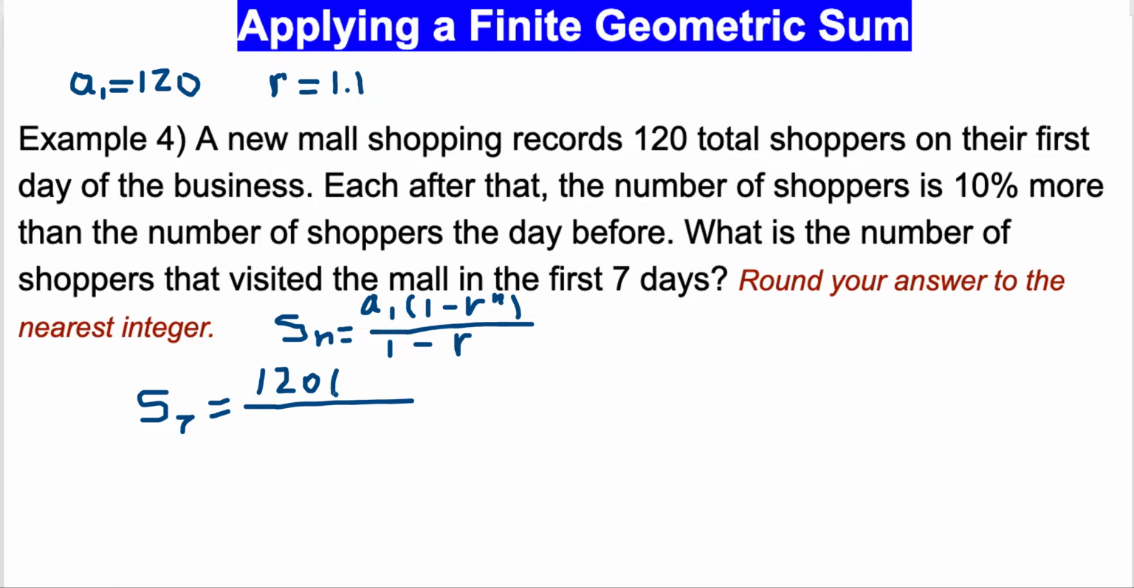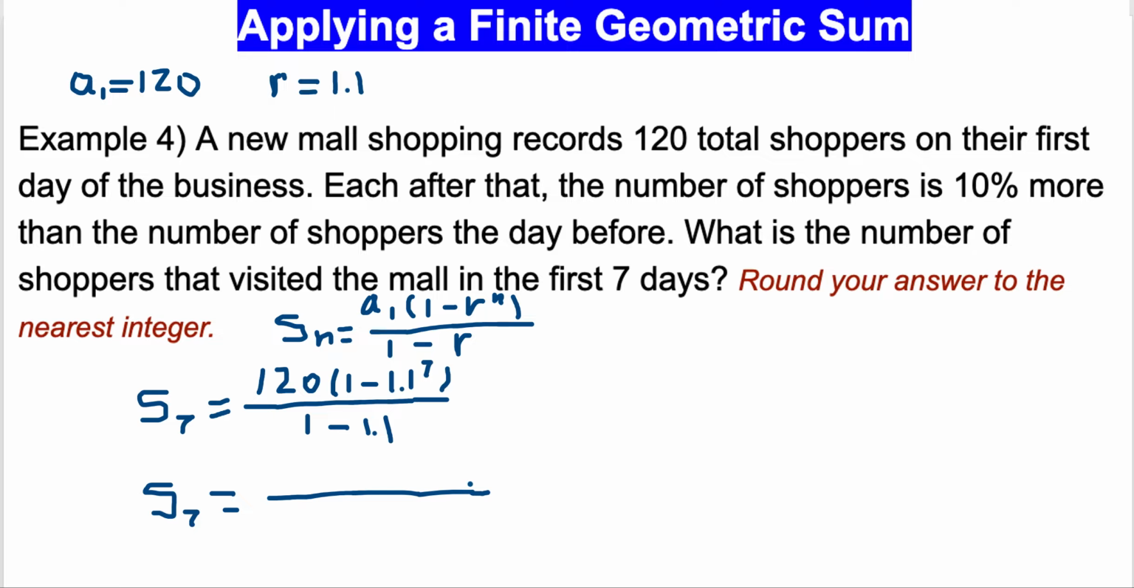And this is equal to 1 minus 1.1 to the exponent 7, since it is 7 days, divided by 1 minus r, which is 1 minus 1.1. And now S sub 7.